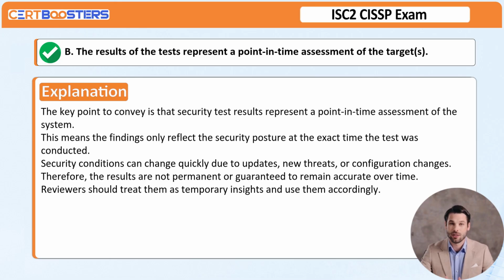Explanation: The key point to convey is that security test results represent a point-in-time assessment of the system. This means the findings only reflect the security posture at the exact time the test was conducted. Security conditions can change quickly due to updates, new threats, or configuration changes. Therefore, the results are not permanent or guaranteed to remain accurate over time. Reviewers should treat them as temporary insights and use them accordingly.